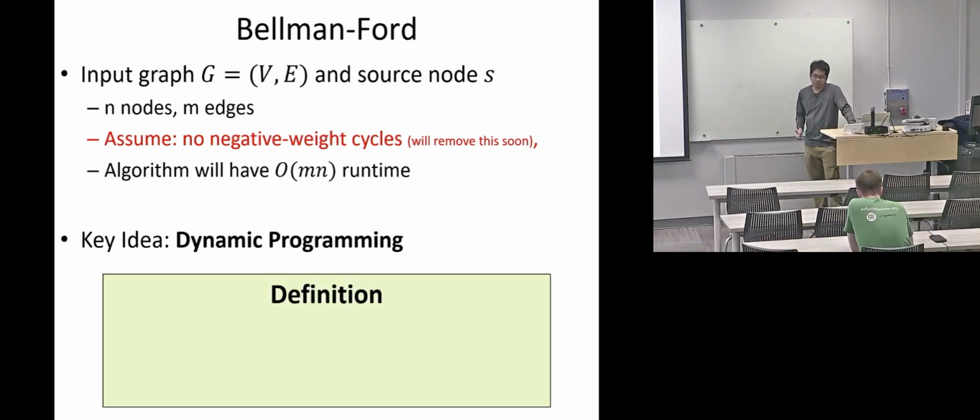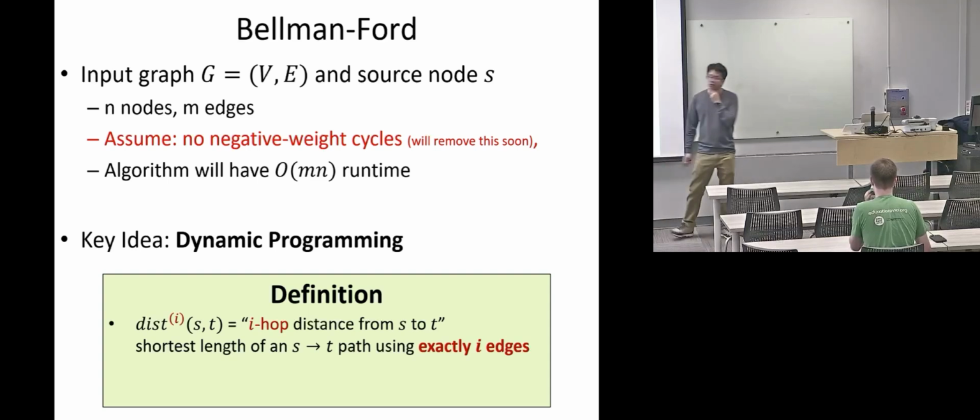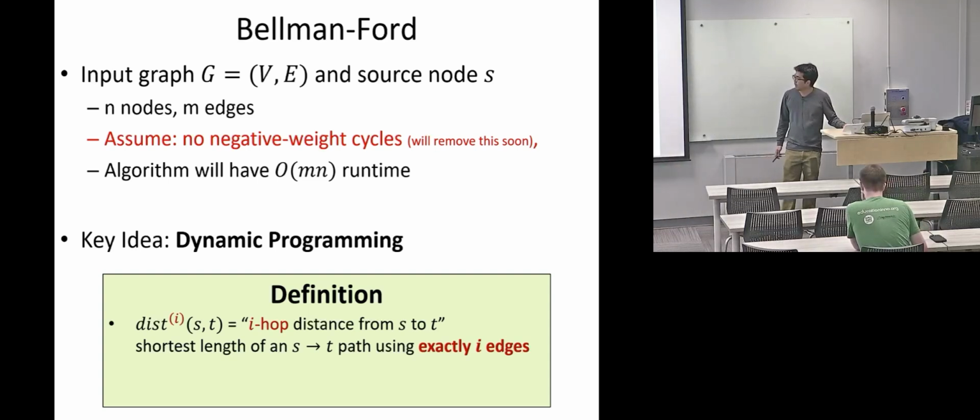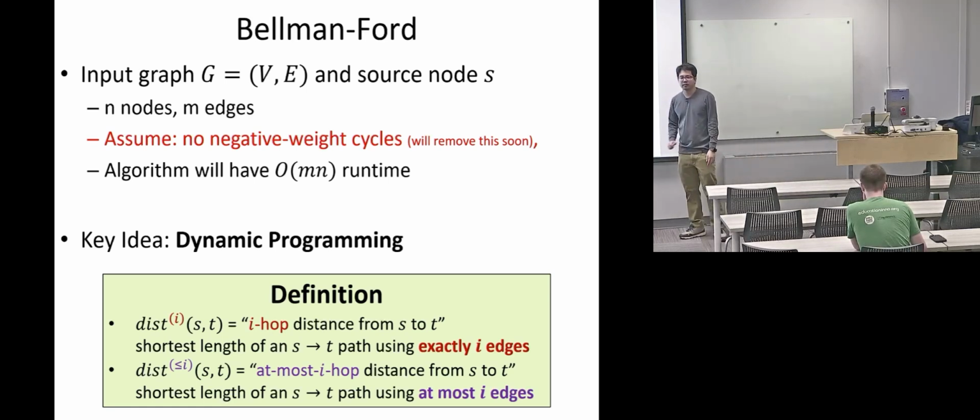In the Bellman-Ford algorithm, there is one key definition, and that is the i-hop distance. I denote it by d_i(s,t). This is the shortest length of an s-t path that uses exactly i edges. We can also define the at most i-hop distance, which is the same thing except that now I allow at most i edges.